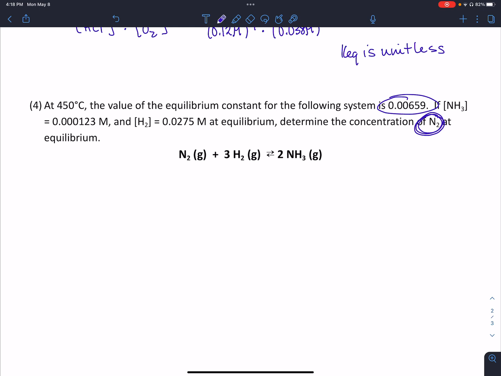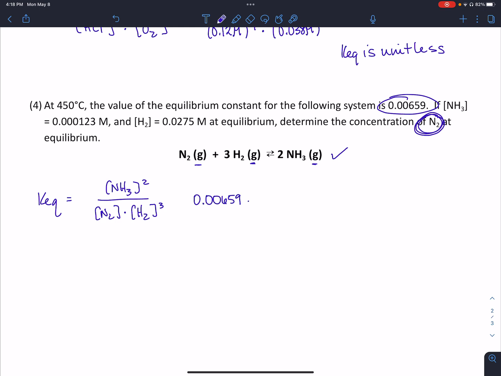So we're going to check our reaction. We've got a gas, a gas, and a gas. We check for balancing: 2 nitrogens, 2 nitrogens, 6 hydrogens, 6 hydrogens. So everything's ready to go there. We're going to write out our KEQ expression. So we've got NH3 squared divided by N2 times H2 cubed. So there's our expression.